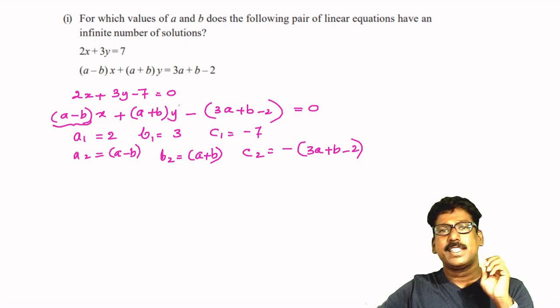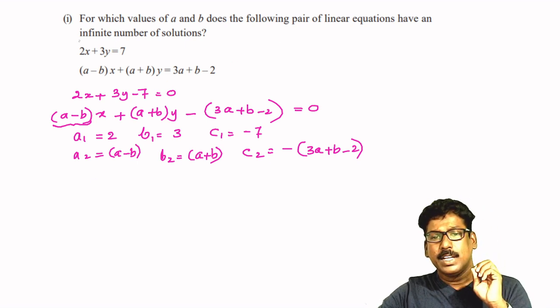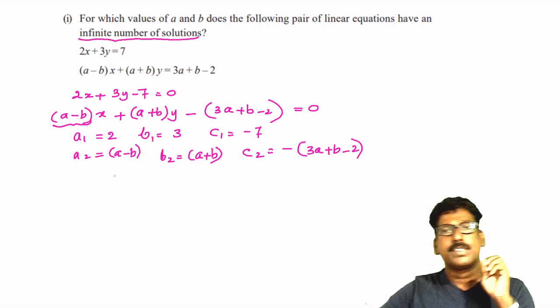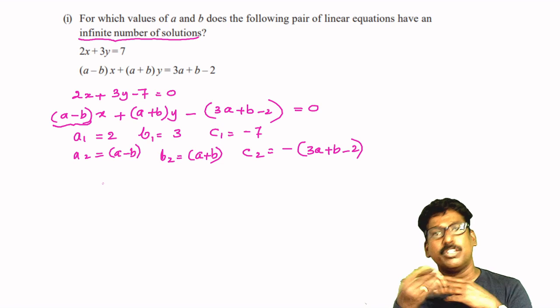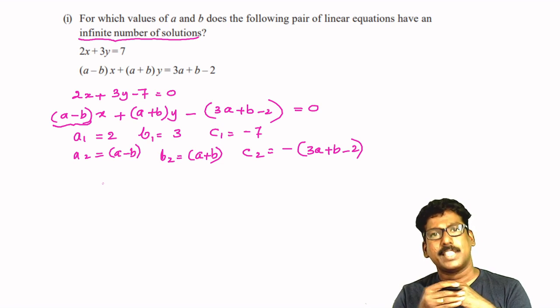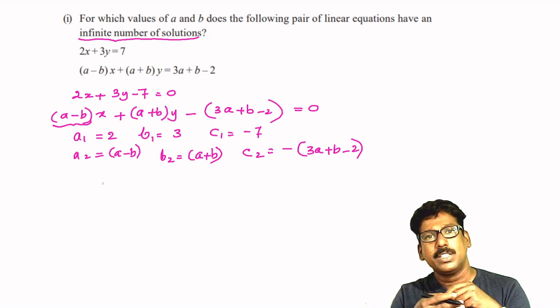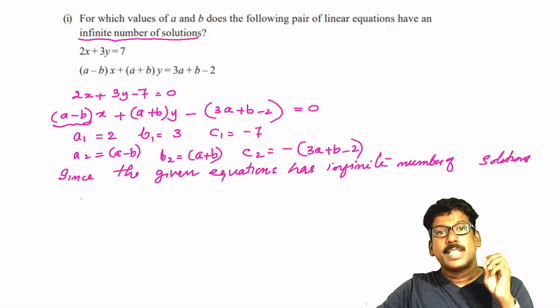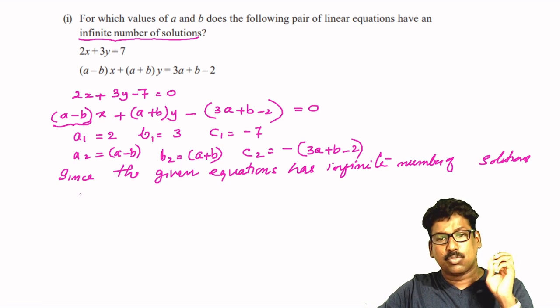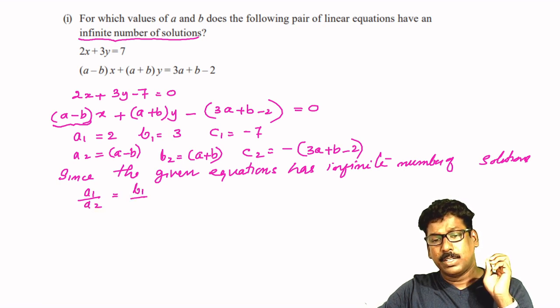Now one condition is given in the question. What is the condition? The given equations have an infinite number of solutions. You know the condition for infinitely many solutions. That is a1 by a2 equal to b1 by b2 equal to c1 by c2. Since the given equations have an infinite number of solutions, you can write the condition as a1 by a2 equal to b1 by b2 equal to c1 by c2.